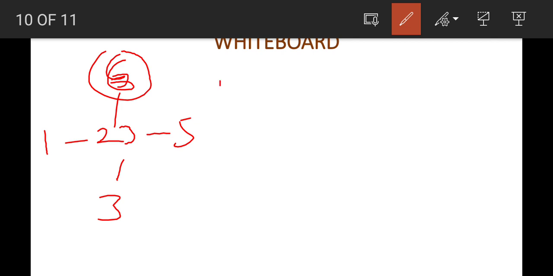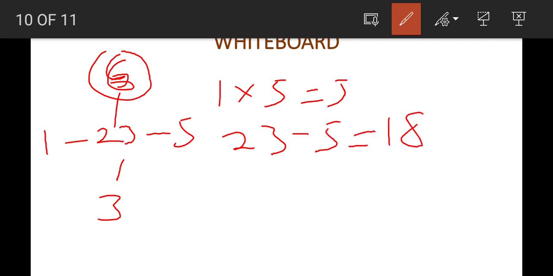We simply do 1 times 5, which is 5. 23 minus 5 will give us 18. Then the next step is 18 divided by 3, which will give us 6. That is 23 at the middle minus the product of 5 and 1. 5 times 1 is 5. So 23 minus 5 is 18. Then 18 divided by the 3 at the bottom. That is 18 divided by this 3 is what? 6.